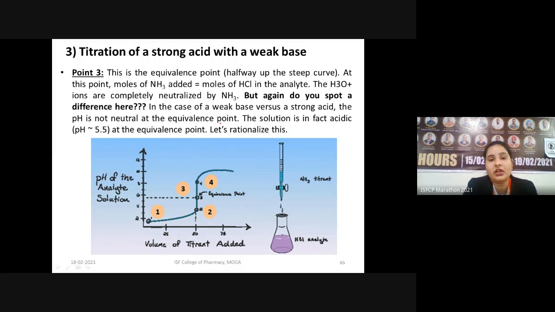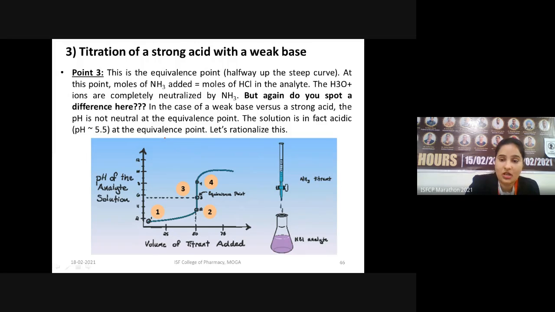again the pH is not neutral at the equivalence point, as we have seen in the previous case of the titration of a weak acid with a strong base. At the point of equivalence, the pH was not neutral, it was slightly basic, because the acetate ions produced combined with water to form acetic acid and OH negative ions. The OH negative ions made the solution basic. Similarly, here also the pH will not be neutral at the equivalence point. The solution here at the equivalence point will be acidic in nature. Approximately the pH will range from 5 to 5.5.